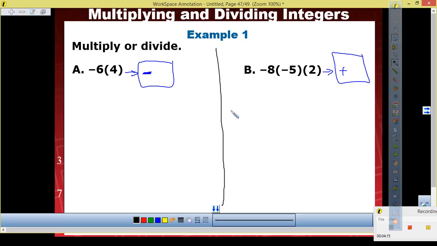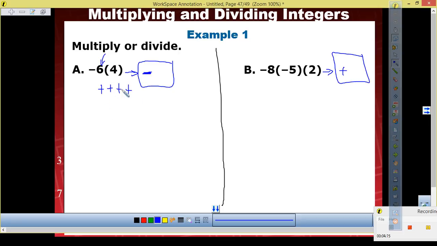First, I'm going to use tiles. Check this out. It says negative 6 times 4. What number's inside of the parentheses? Positive 4. Is that correct? So if I was to use tiles, I would put 1, 2, 3, 4. Let me show you. 1, 2, 3, 4. Is that correct? However, this says to do it how many times? 6 times. So I would have 6 rows of 4.